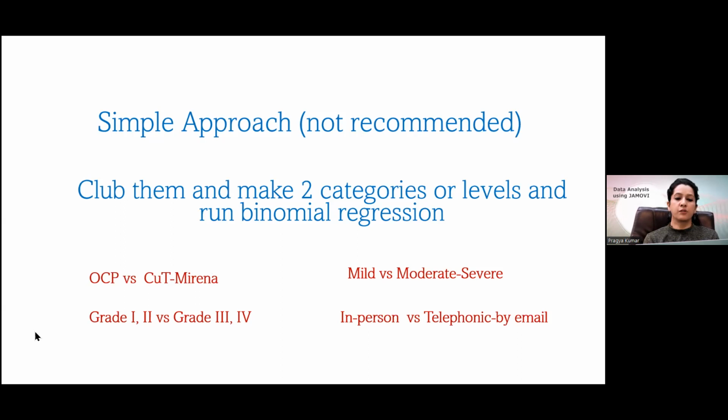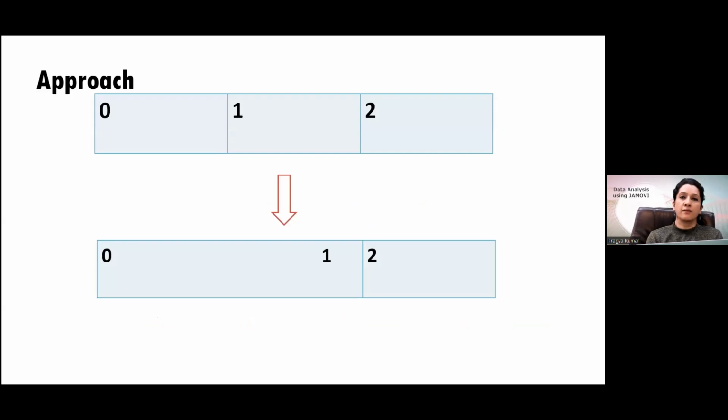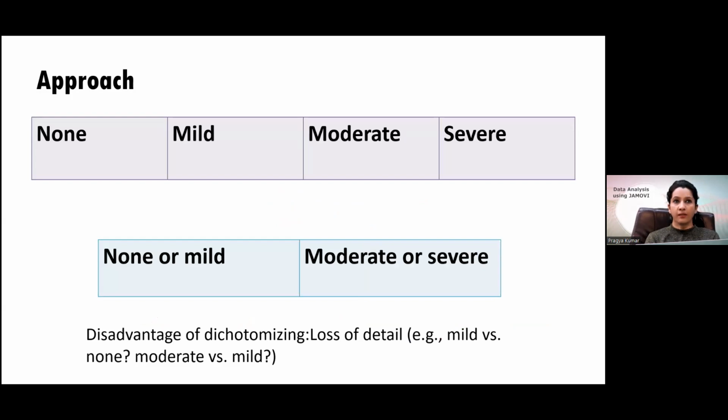Then what you can do? You can club grade 1 and 2 together, grade 3 and grade 4 together. Similarly, you can club mild in one and moderate and severe together, or you can club in-person versus telephonic and email together. For ordinal, if there are 3 levels, 0, 1, 2, you can club 0 and 1 into one category and take 2 separately. Or if there are 4 levels of pain, none, mild, moderate and severe, you can club none and mild together and moderate and severe together.